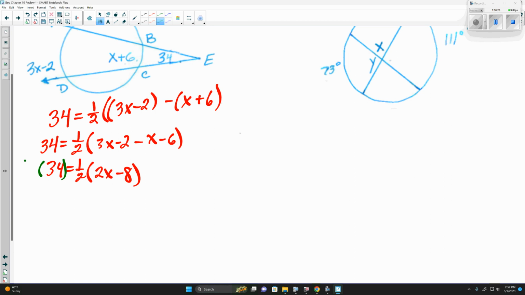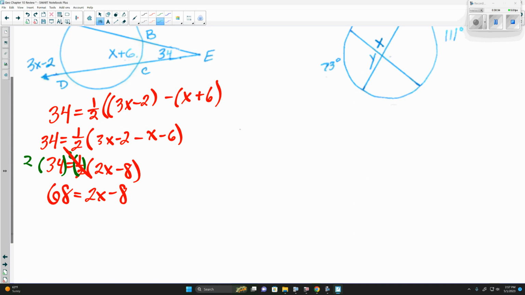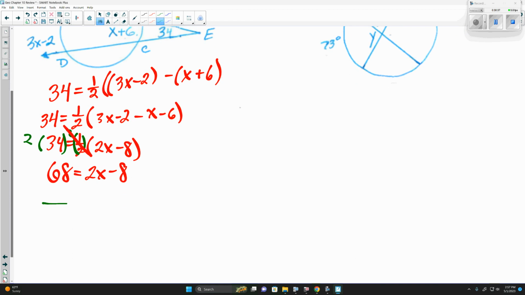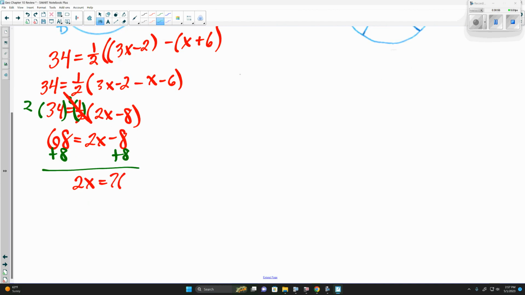Now at this point here, we can multiply both sides by 2. We could have multiplied or distributed the 1/2 through, or we can multiply both sides by 2, because the 2 times 1/2 will cancel. At this point here, we can add 8 to both sides, telling us 2x is equal to 76. Then we divide both sides by 2. When we divide both sides by 2, we get x is equal to 38.